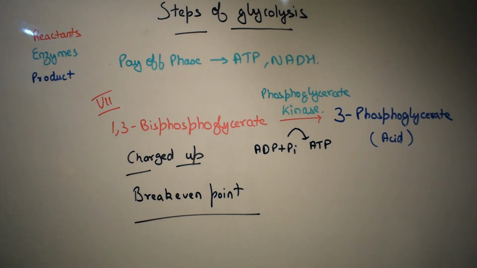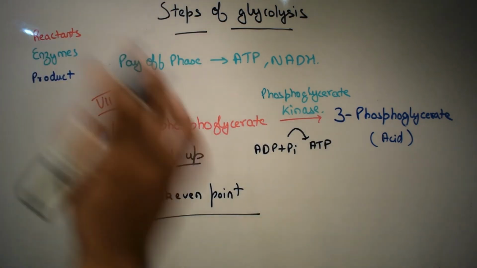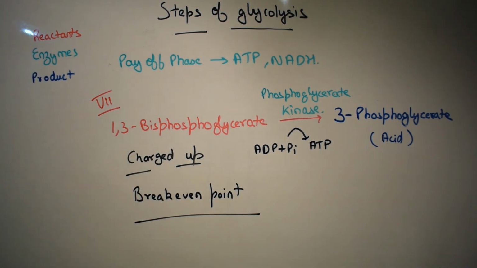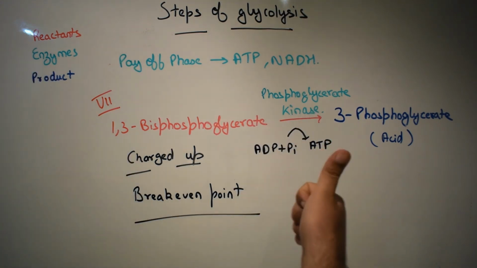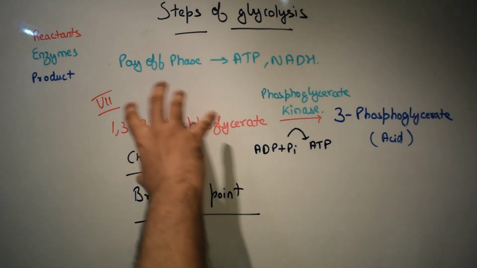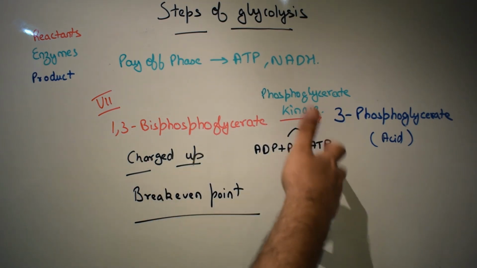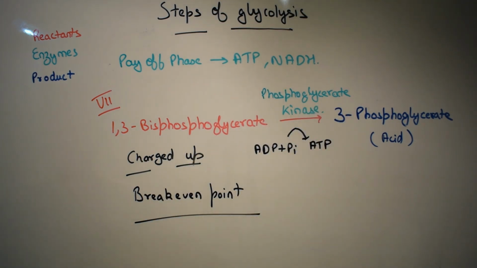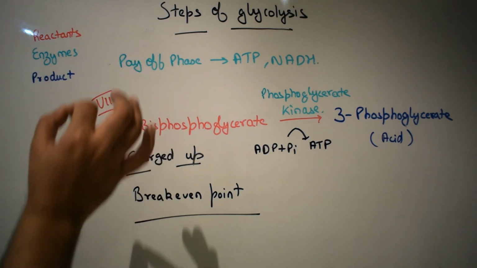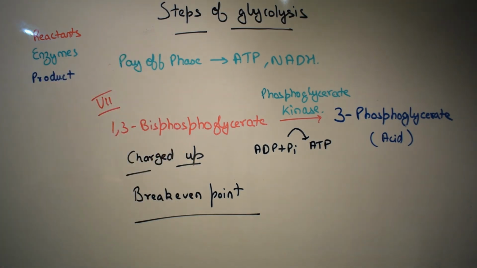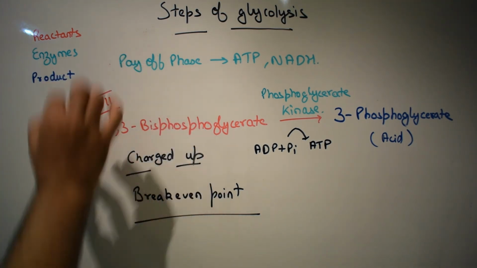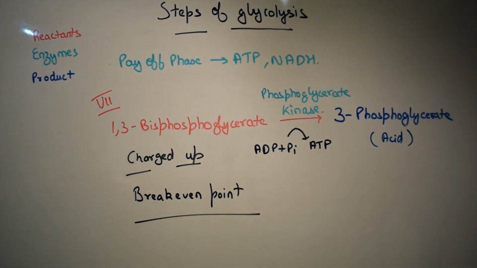glycolysis cycle. So the 7th step is a break-even point, and here also there is a kinase, but the kinase is moving in the reverse direction, because as I said, if a charged substrate is present, then the phosphate group will move from the charged substrate to make ATP. And this is what is happening. That's why in 1,3-bisphosphoglycerate, a phosphate group was added to make it charged, and now one phosphate has been transferred to make ATP, and the resultant product is 3-phosphoglycerate.